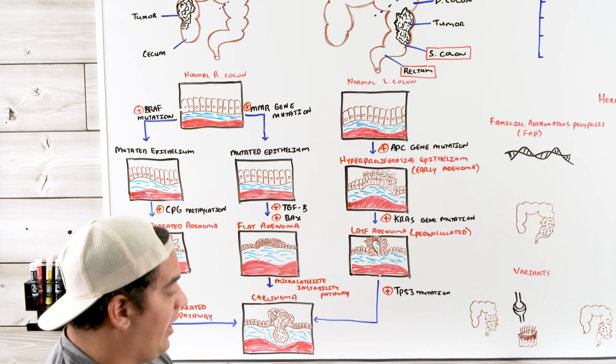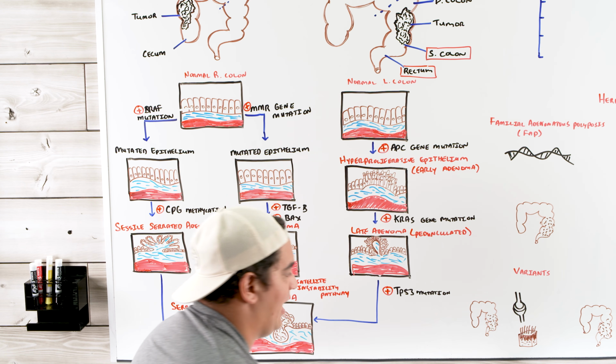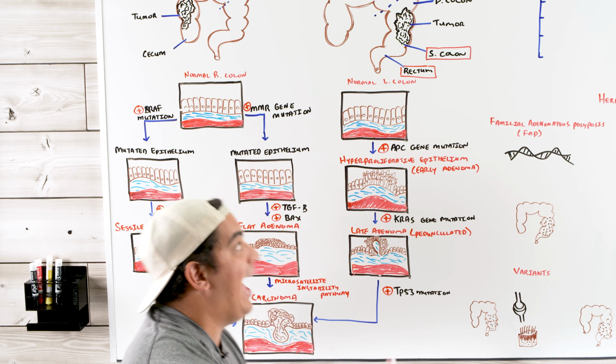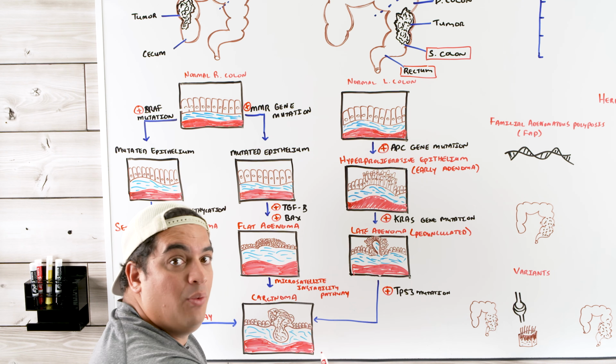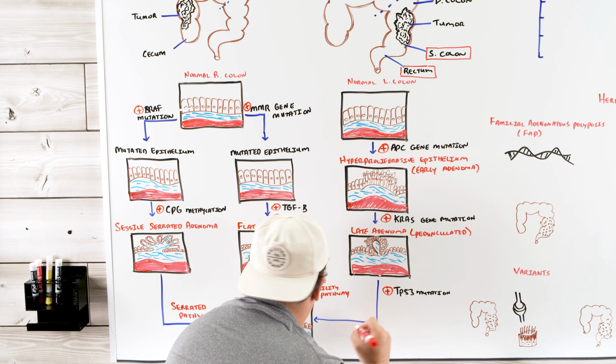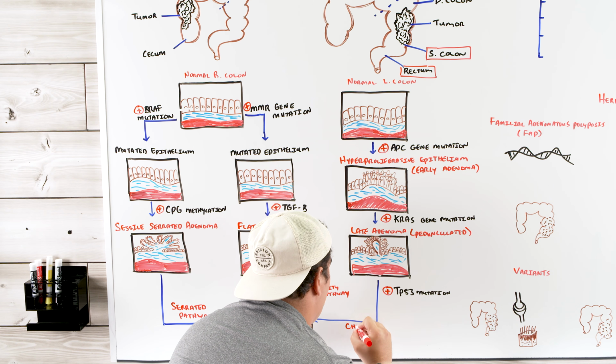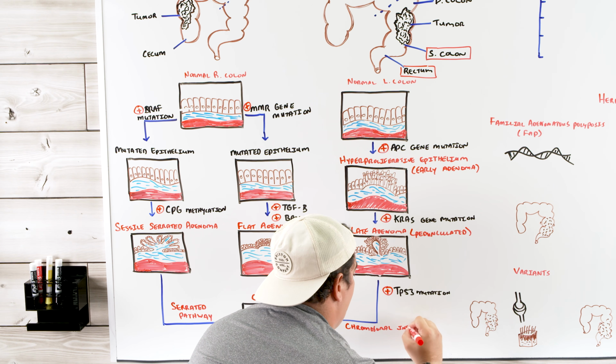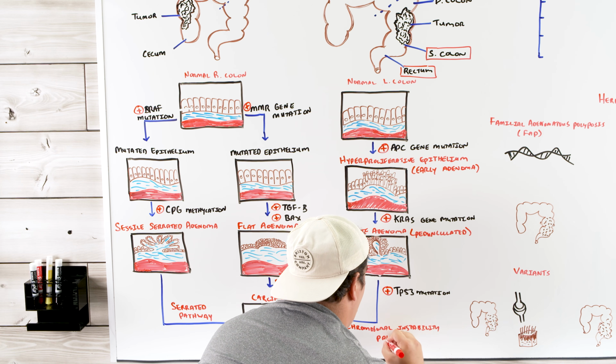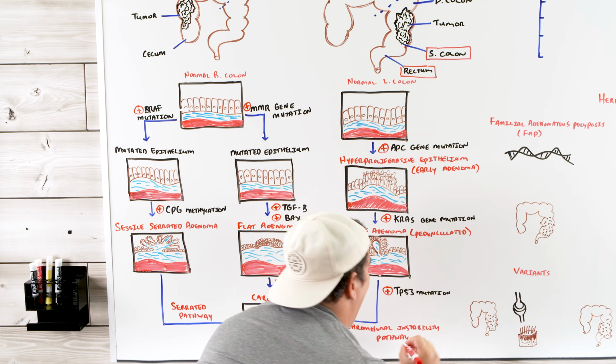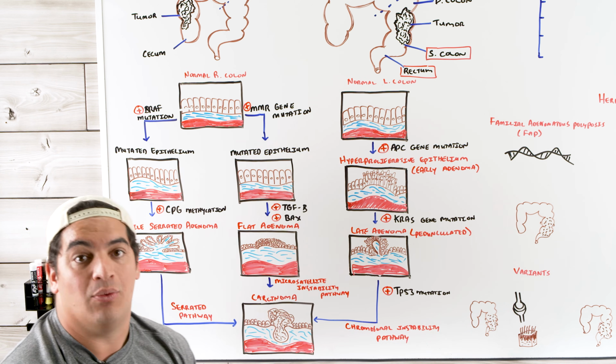Now, this pathway is an important one to remember. It has multiple different names. Some people call it the adenocarcinoma sequence. Others, they call this the chromosomal instability pathway. Or again, some people call it the adenoma-carcinoma sequence.